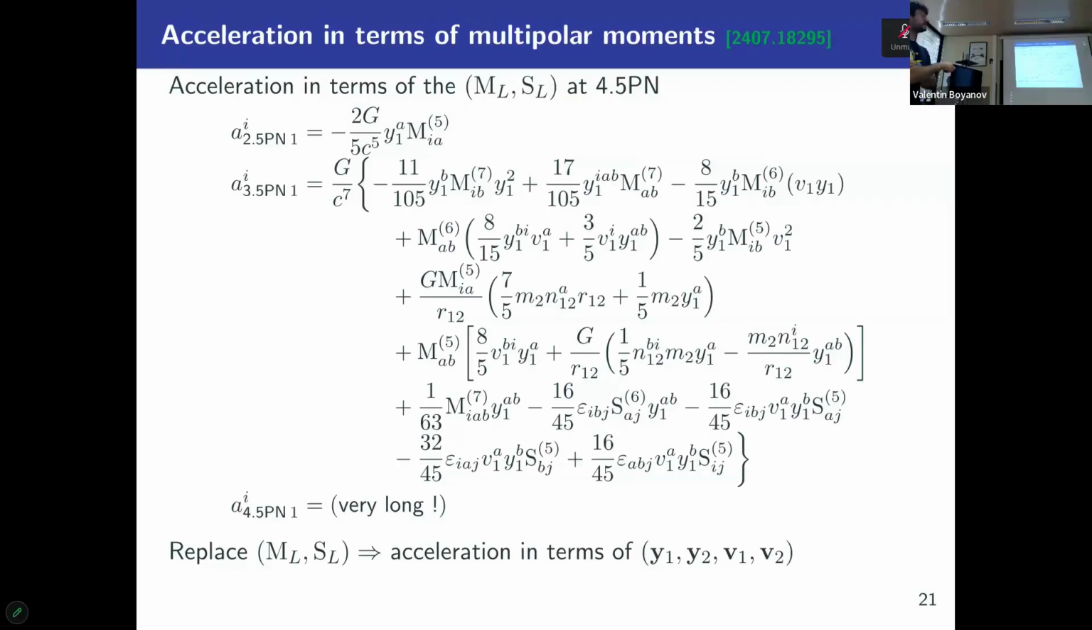But then, of course, we can replace these multipolar moments by their expressions, which are well known in terms of the positions and velocities of each object, and take time derivatives using the equation of motion. And basically, we can get all of these fully explicitly. It's just horrible.